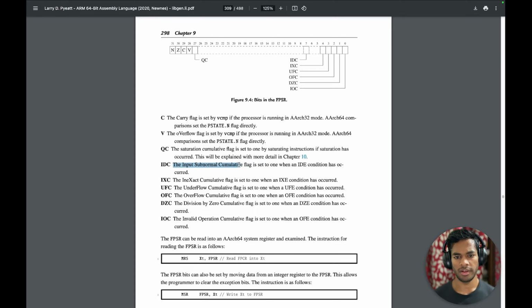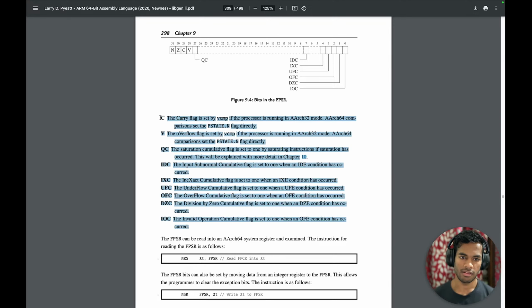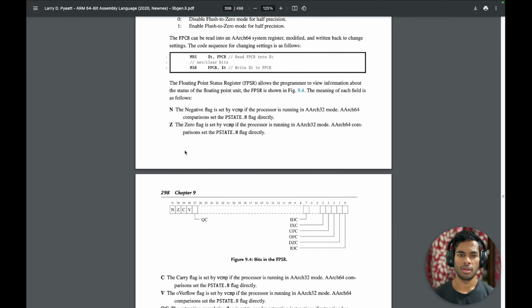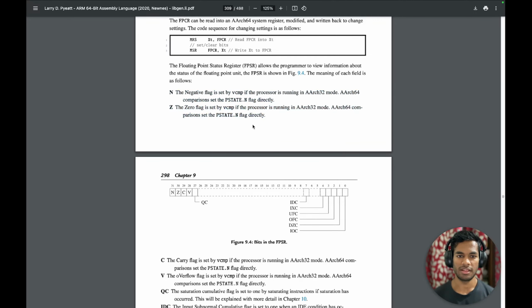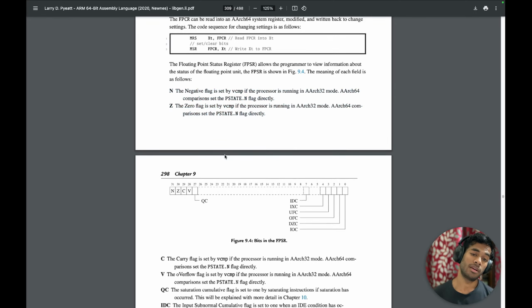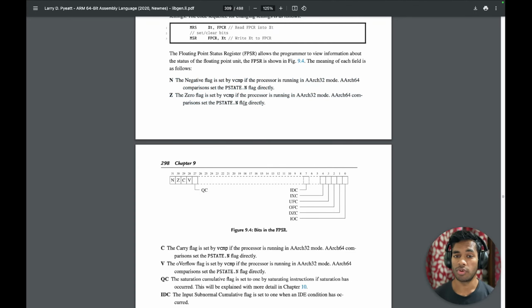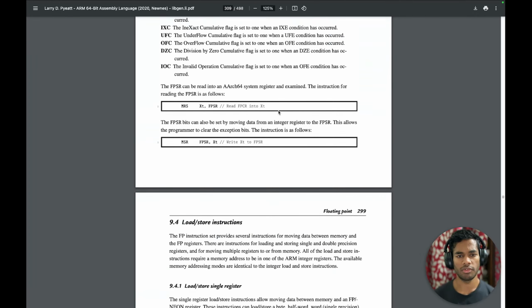IDC, the input subnormal cumulative flag, is set to 1 when an IDE condition has occurred. Okay, these are making less and less sense, and I guess will be more clear when I am writing code, or I can right now go to ChatGPT and ask about them. I would also like to make these condition flags and program state registers more clear in the normal general purpose unit. That would also help me.